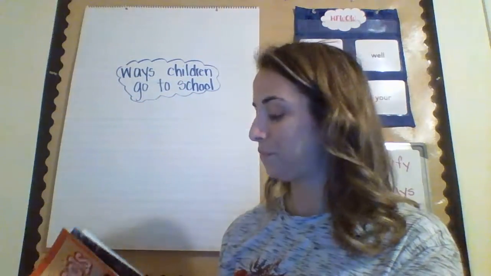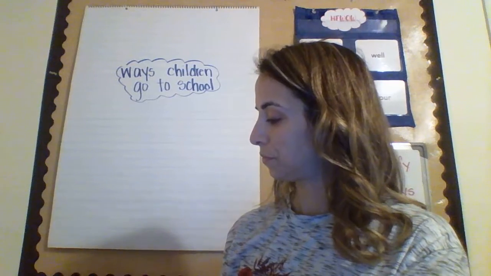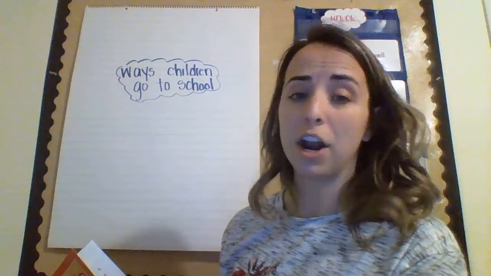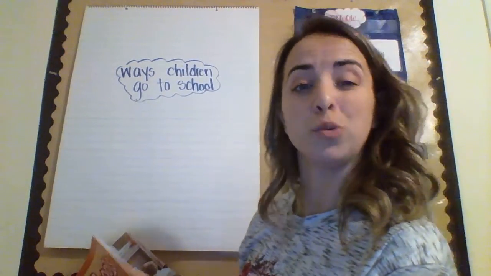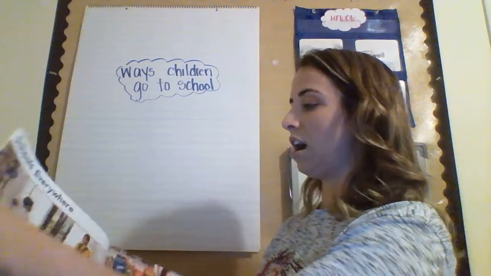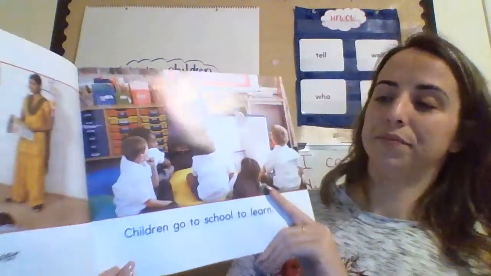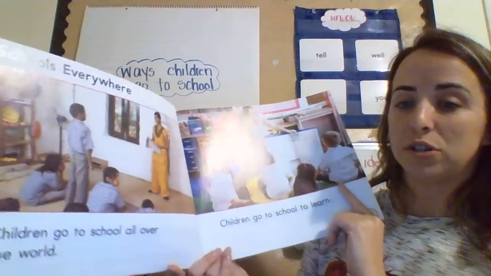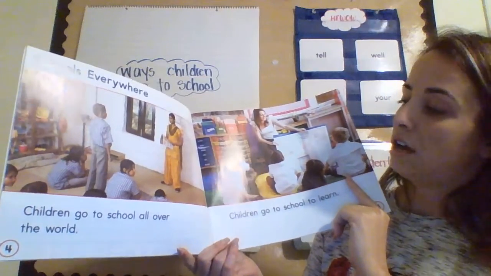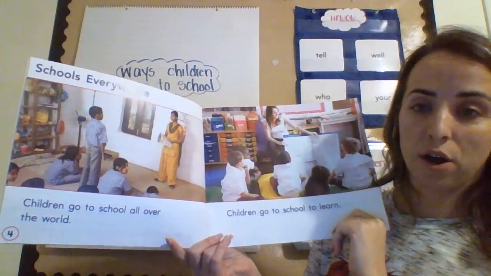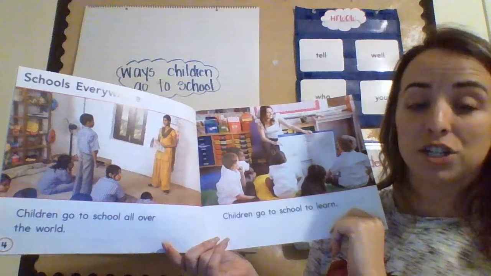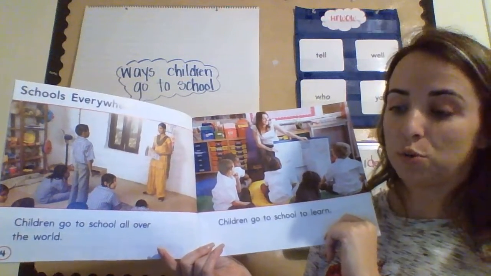All right, here we go. Okay. So we're not going to go over all of the text features. We're just going to read this time, okay? Okay, so here we go. Schools everywhere. Children go to school all over the world. Children go to school to learn.